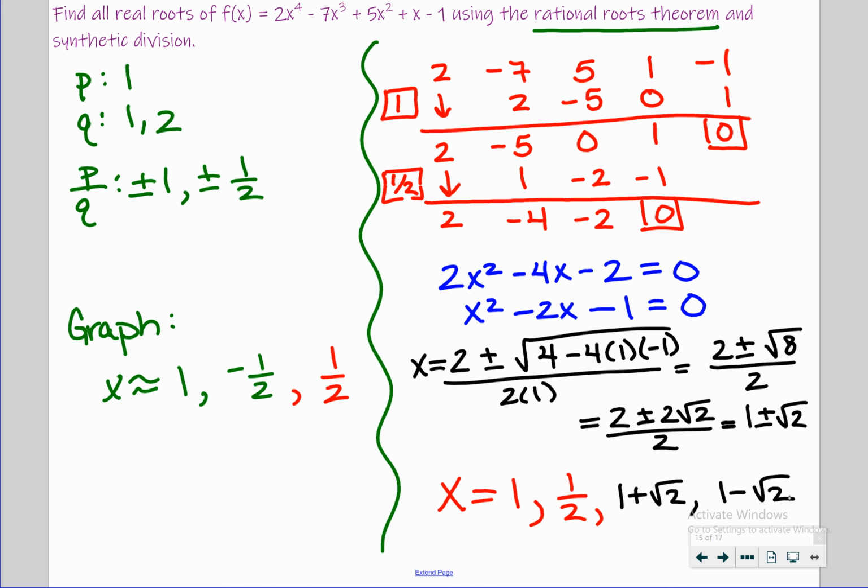If you wanted to check these, you could type these in your calculator. If I do 1 minus the square root of 2, I get -0.41. That's what we were thinking was that -1/2. Okay, so you should be able to see if you get the decimal approximation for those.